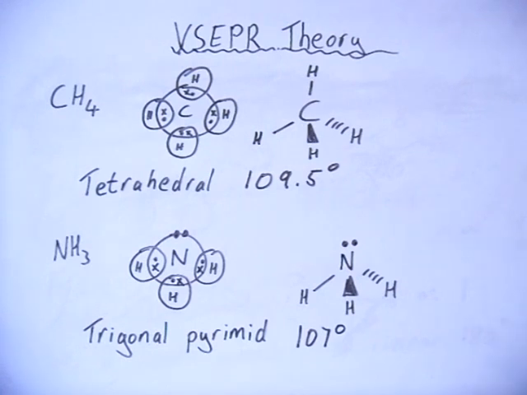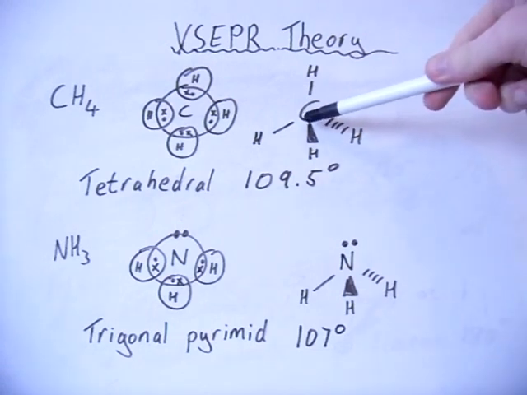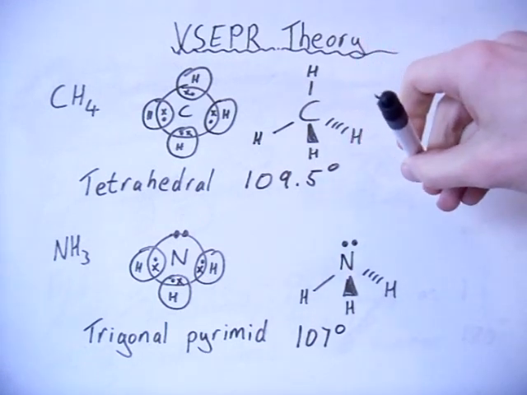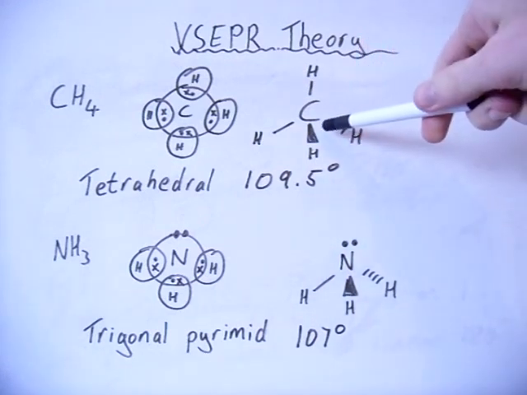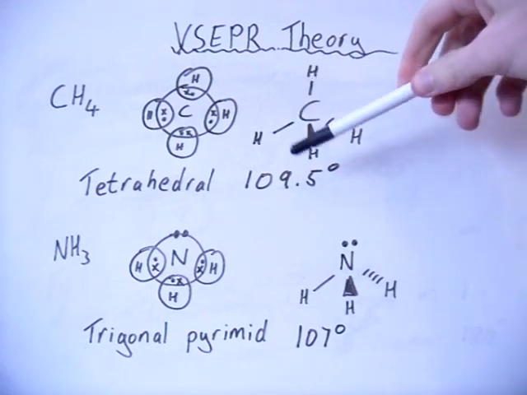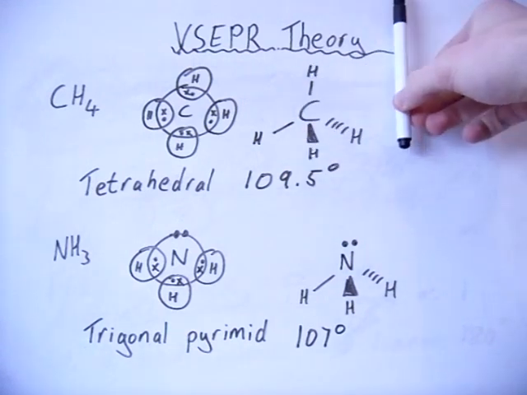Now I don't have any Molymod kits with me to show you exactly how this is arranged, but the wedge here means that the hydrogen's sticking out towards you, whereas the dashed line means effectively it's going behind the board, and the straight line means these are perfectly flat upon it.